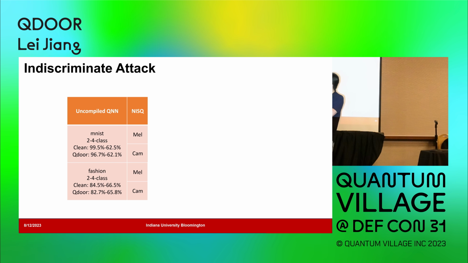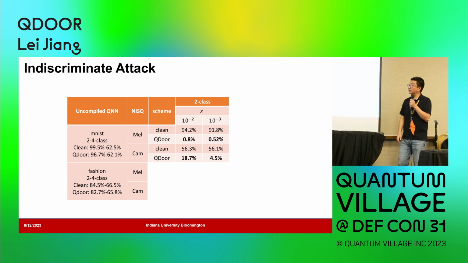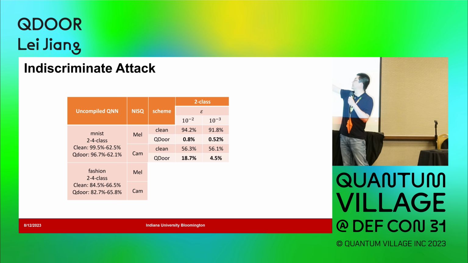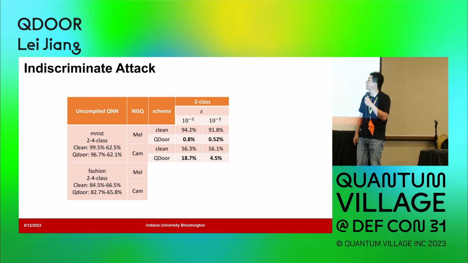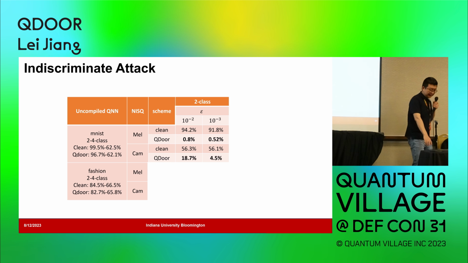So you can see that for the uncompiled circuit, our QDoor achieves similar accuracy as the clean one. So you cannot tell whether this circuit is backdoored or not by checking the accuracy on the uncompiled QNN. After the approximate synthesis, you can see that the accuracy for all the classes significantly decreases, no matter the value of epsilon here, because we try different epsilons. We consider different epsilons in the loss function.